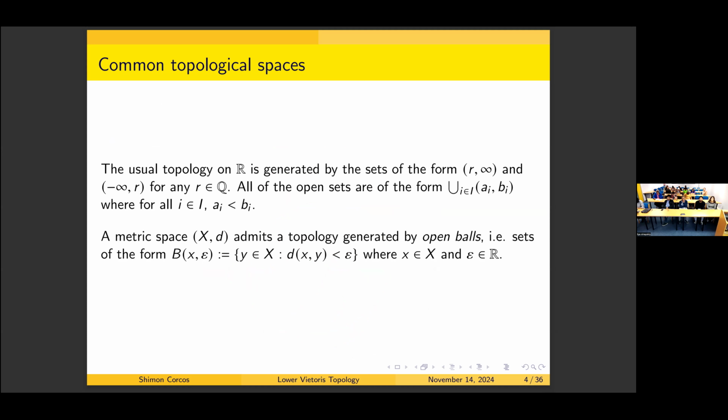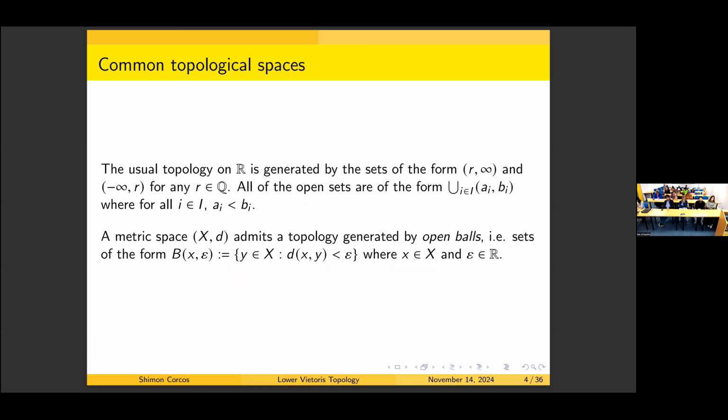I'm sure we're all familiar with the set of real numbers. There's a usual topology that we describe on the real numbers, where the open sets are generated by the open intervals. If we're given a rational number R, then the set of real numbers that are greater than R is open, and the set of real numbers that are less than R is open. And through the process that we described earlier, we can generate all of the open sets as arbitrary unions of open intervals of the real numbers.